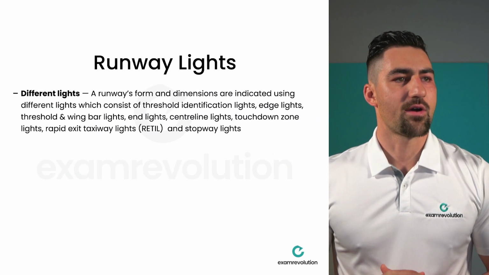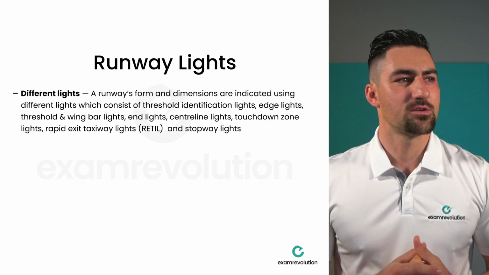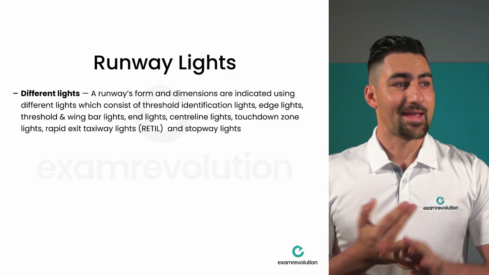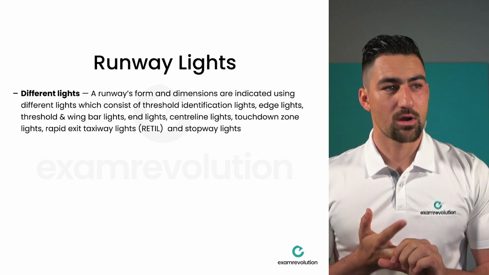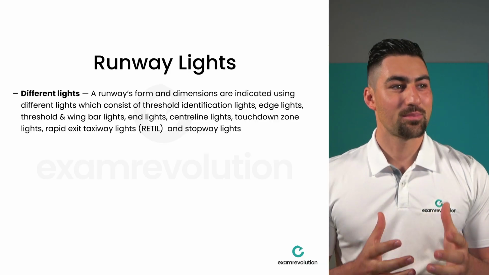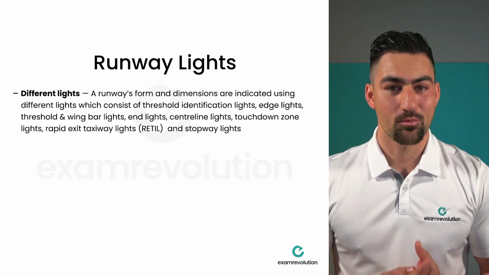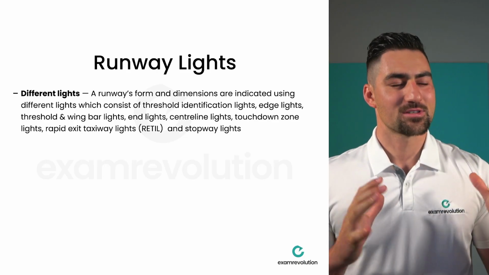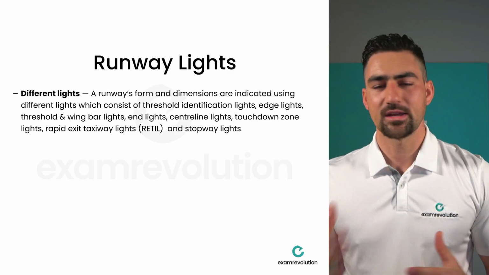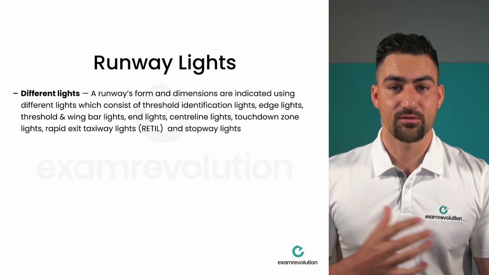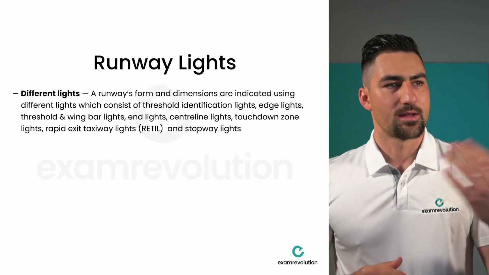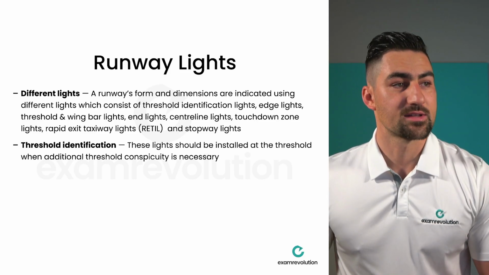So, different lights. A runway's form and dimensions are indicated using different lights, which consist of threshold identification lights, edge lights, threshold and wing bar lights, end lights, centerline lights, touchdown zone lights, rapid exit taxiway lights, and stopway lights. That's a mouthful, right? So you can see there's quite a few lights that can be put on the runway. Once again, depending on what you use the runway for. Do they have instrument approaches or not? Is it only a small runway? Is it a large runway? And so let's have a look at all of these different types of lights that you get.